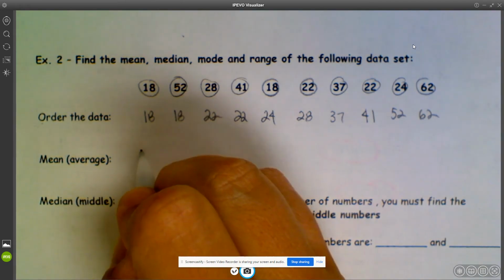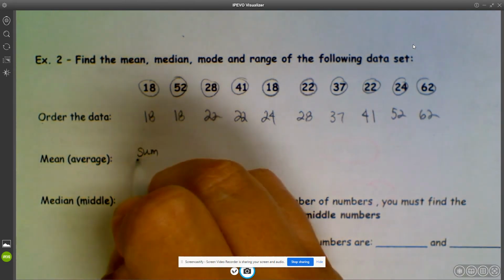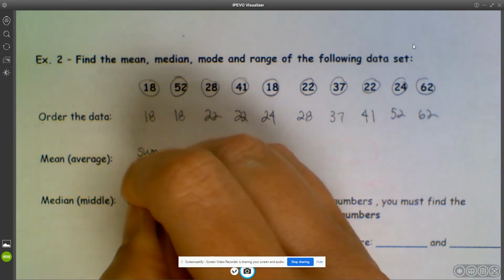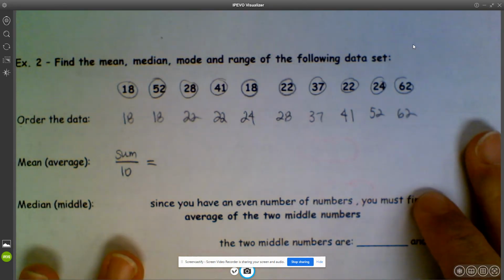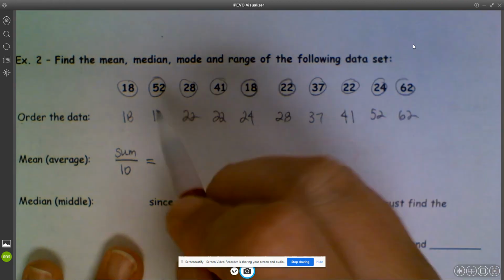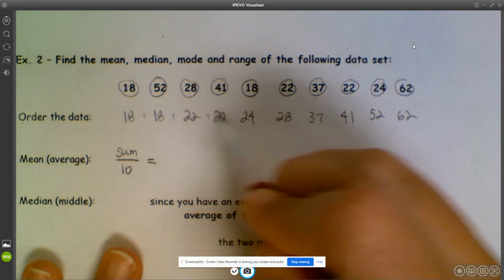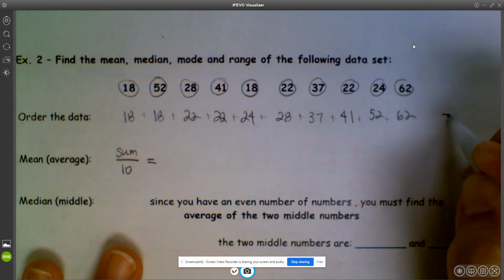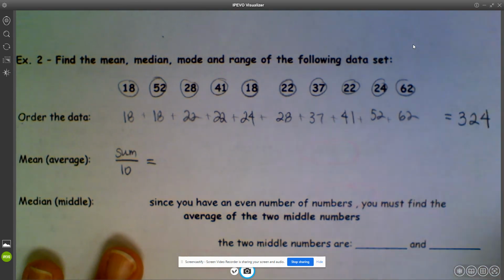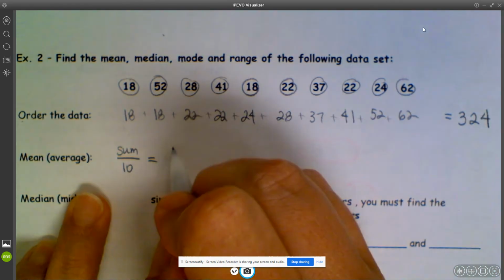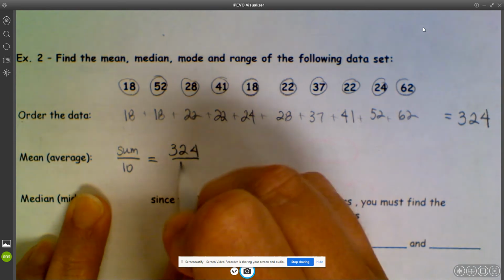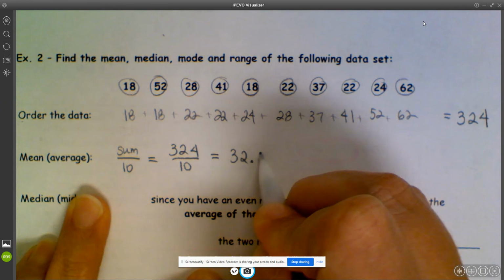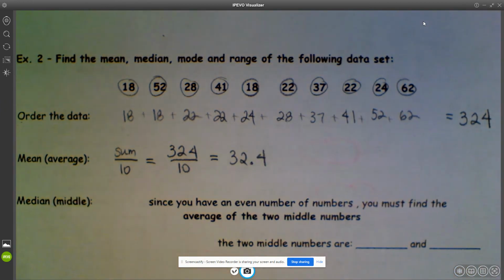So the mean will be the sum of all of those numbers divided by 1, 2, 3, 4, 5, 6, 7, 8, 9, 10, divided by 10, okay? So if we add all these, we will get 324. So my sum is 324 divided by 10, and dividing by 10 has us shift 1 decimal place to the left. My mean is 32.4.